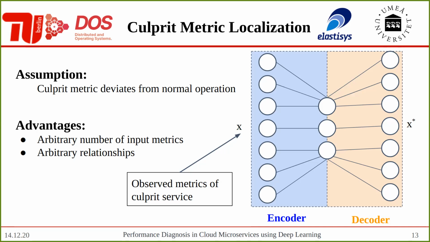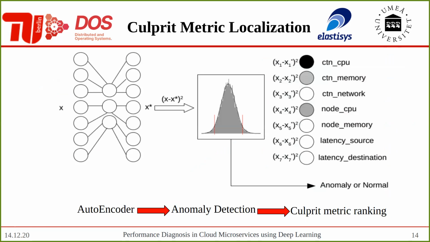So we trained our autoencoder in normal status, and then we input the observed abnormal metrics of the culprit service into the autoencoder. Then the encoder will provide a mapping from the input to an intermediate layer. After that, the decoder will provide an inverse mapping that outputs X star. So if there are very obvious deviations, there should be large reconstruction errors. So with the autoencoder, we can get the reconstruction errors.